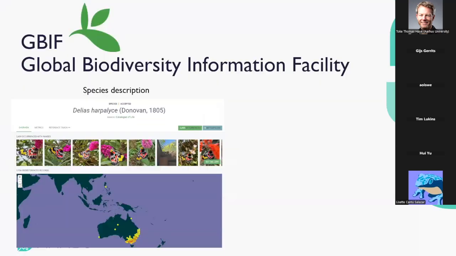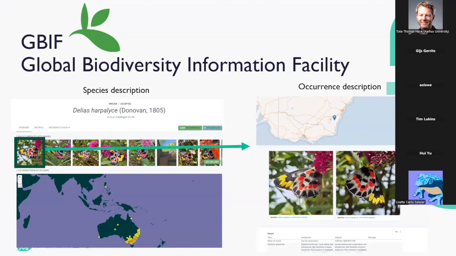GBIF stands for Global Biodiversity Information Facility and is a citizen science website hosting occurrences of millions of living beings across the globe. For example, here you see a species page of an Australian butterfly. It comes with several images that represent some occurrences of this butterfly, and each of them is one specimen that has been observed. If you click on one of these images, it opens up what is called an occurrence page.